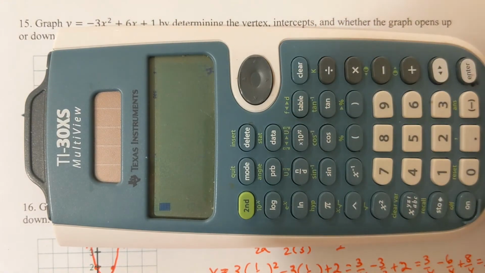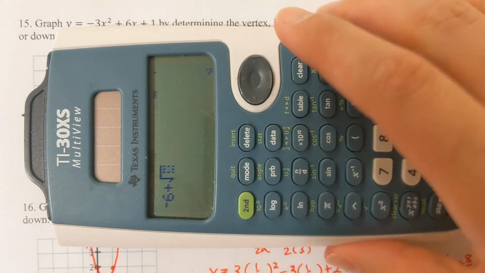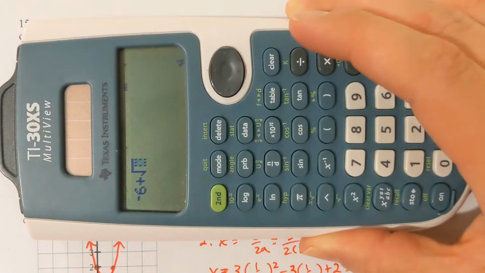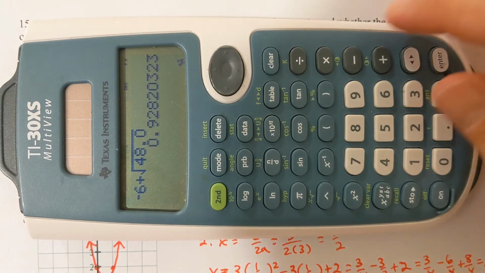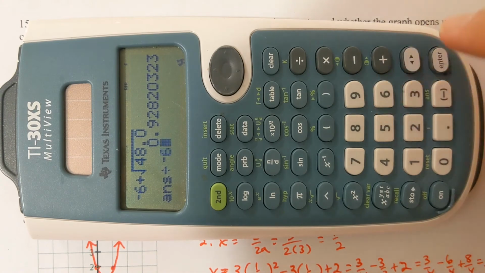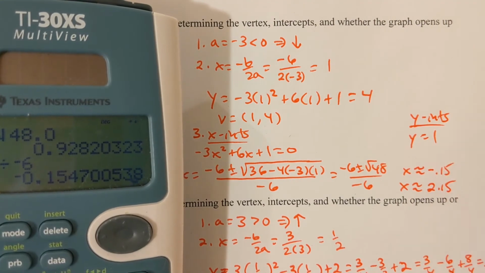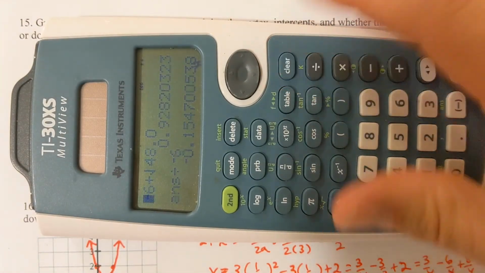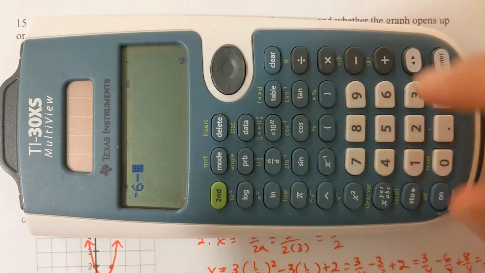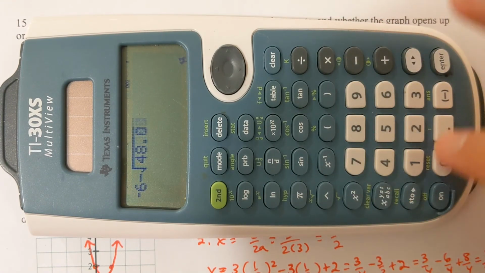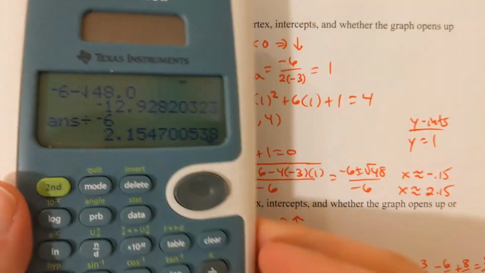We've got negative 6 plus the square root of 48, so I get a decimal, and then divided by negative 6 is negative 0.15. So that's what I got here. And then negative 6 minus the square root of 48 divided by negative 6 is 2.15 then.